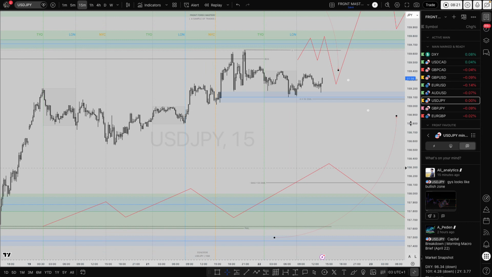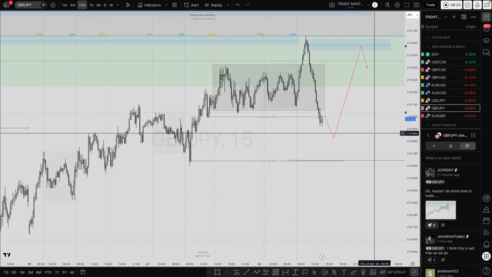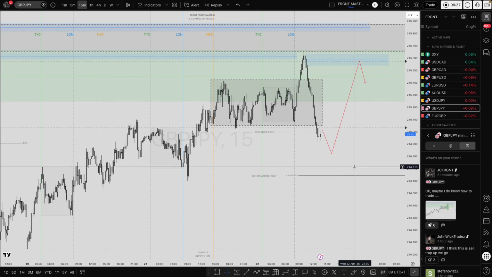UJ, not interested at all, just marked it up for pure fun. And GU, this is a bit of an ego booster. I do not trade GJ. Excuse me if I called that GU. I do not trade GJ at all.